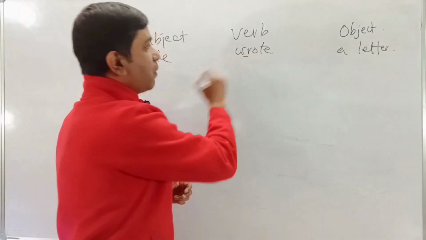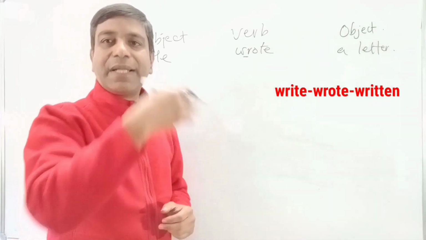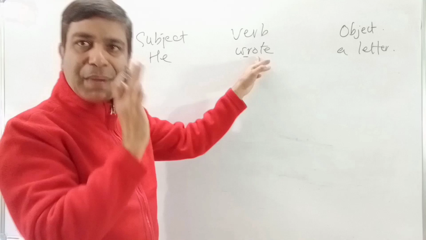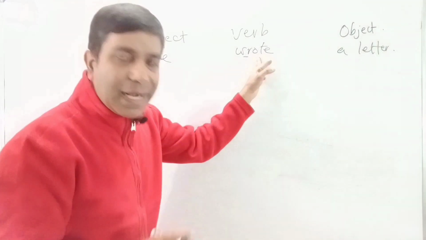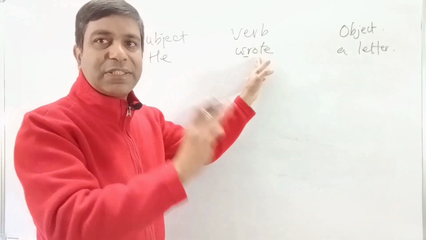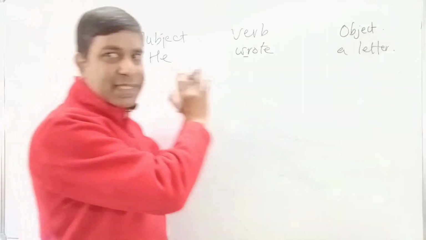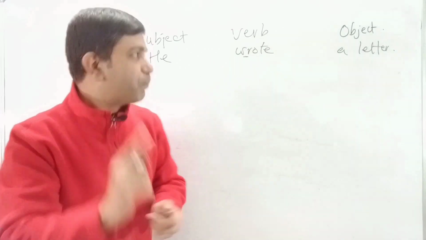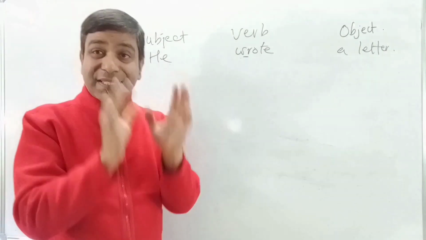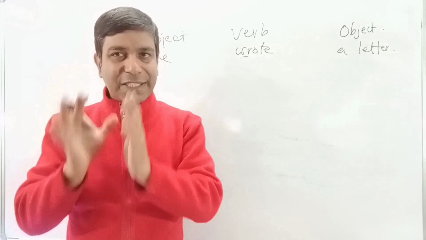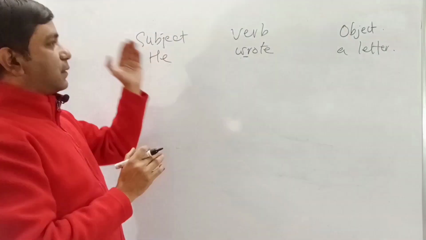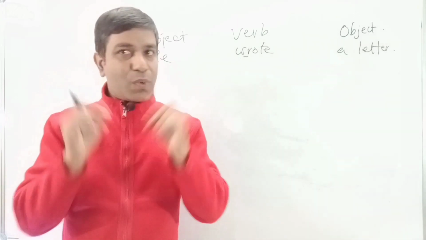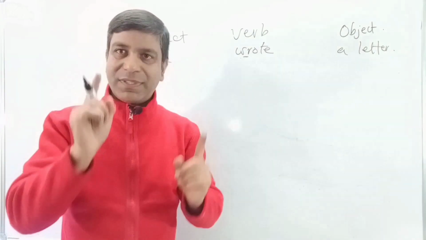So the present form of wrote is write, then wrote, and then third form is written. So this verb is in past tense, which simply means that it is past indefinite tense. This sentence is indefinite due to the fact that there is only one verb, that is wrote. So this one verb makes it indefinite. And if you look at the verb again, the verb is in past tense. So what happened? Past indefinite tense.